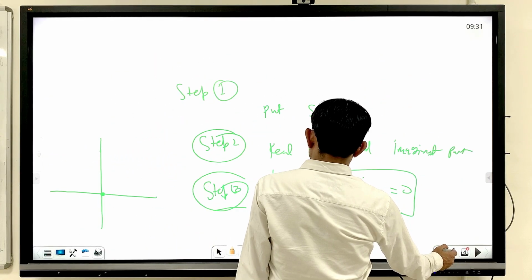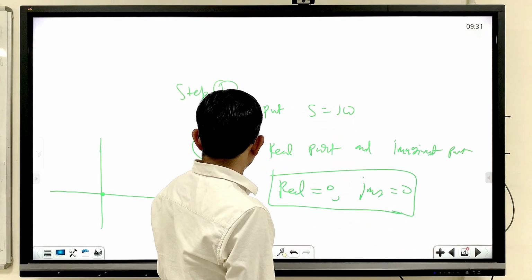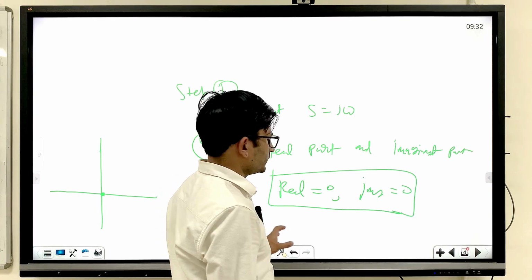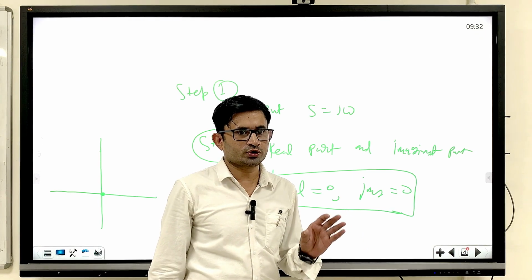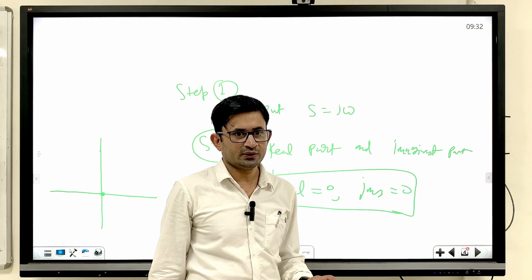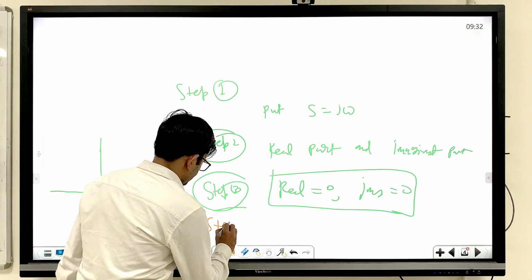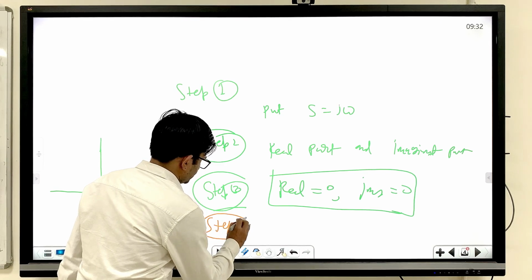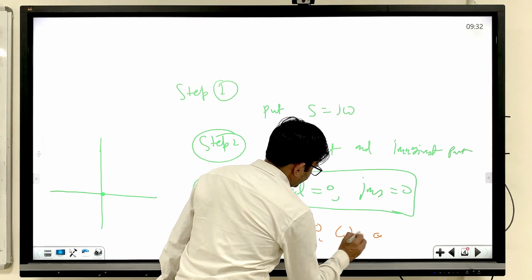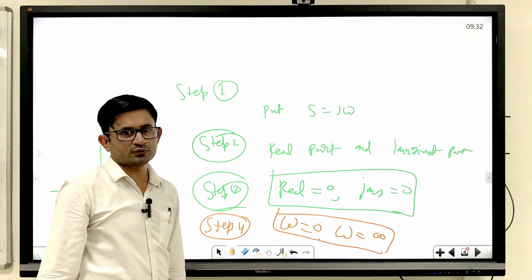And this step also you do not forget. I will call it step 4. What you will do, you will put omega equal to 0 and omega equal to infinity to check the value of the transfer function. So I will write as step 4: you put omega equal to 0 and omega equal to infinity and find out the transfer function value.